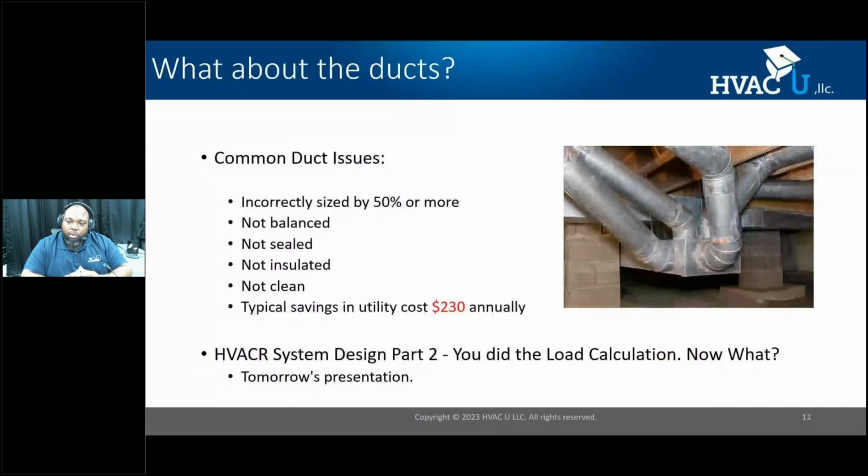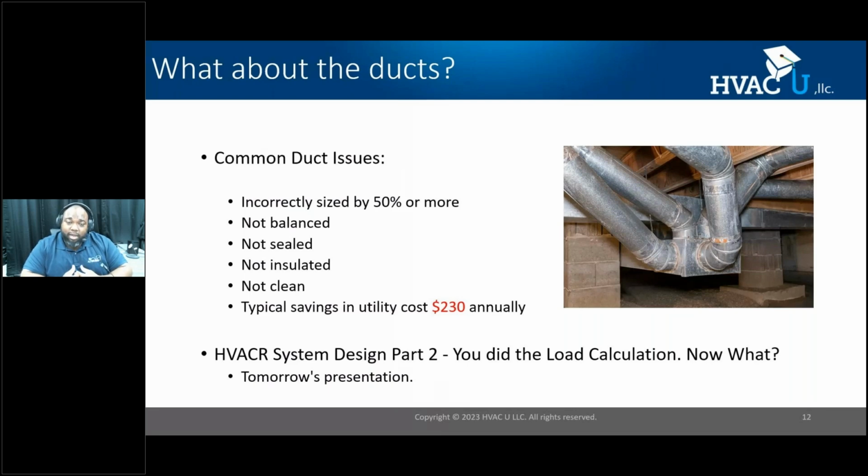All right. When we came to the duct systems, we had some common issues. They were undersized by 50% or more. They were not balanced. They were not sealed. The duct seams were not sealed. If the system was in an unconditioned space, most of the systems that we came across were not insulated.